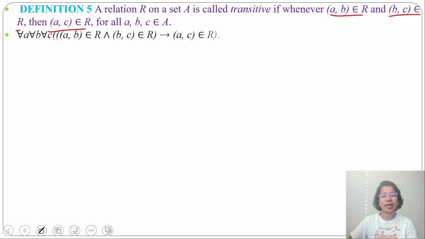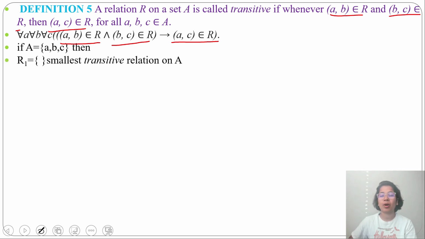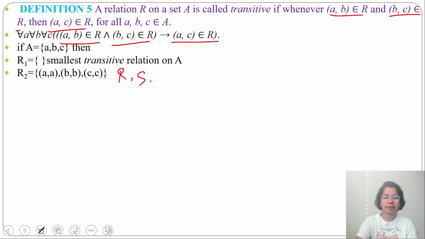That's about transitive relation. So for all a, for all b, for all c, if (a, b) belongs to R and (b, c) belongs to R, then (a, c) belongs to R. If set A contains a, b, c, then the empty set is the smallest transitive relation. Next, (a, b), (b, c), (c, c), the diagonal set, that is also transitive. This relation is reflexive, symmetric, and also transitive.